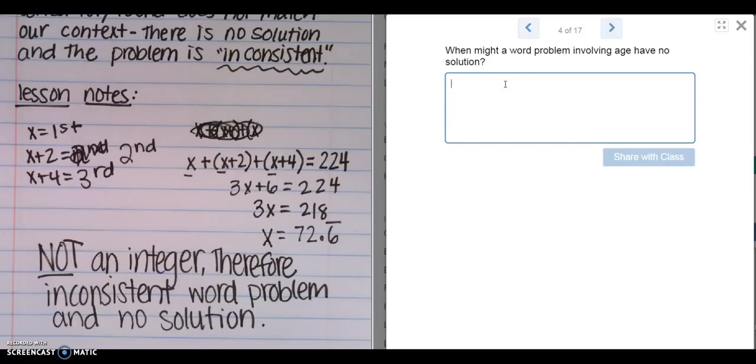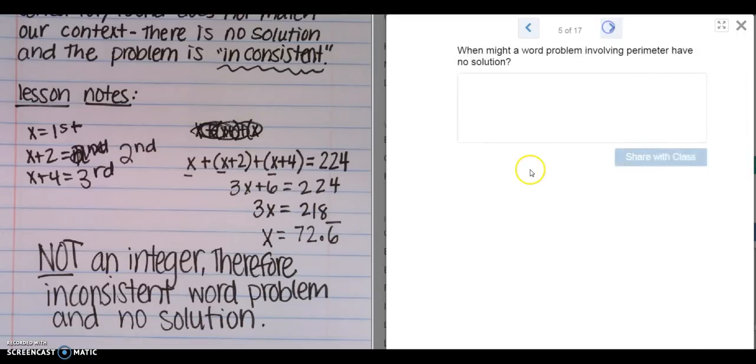When might a word problem involving age have no solution then? Age. Well, it can be partials. Age would have no solution if negative age is impossible. Cool. Let's keep going.